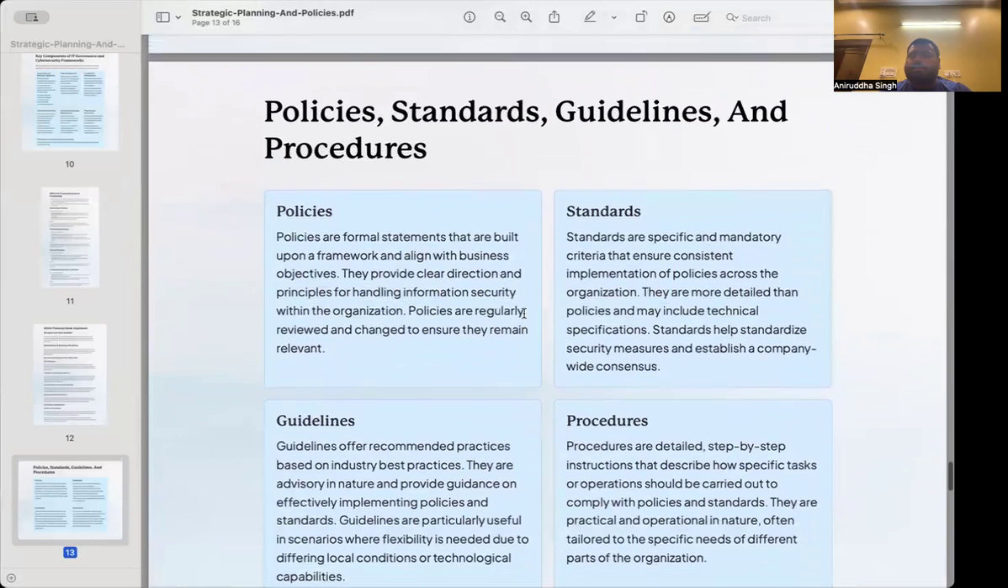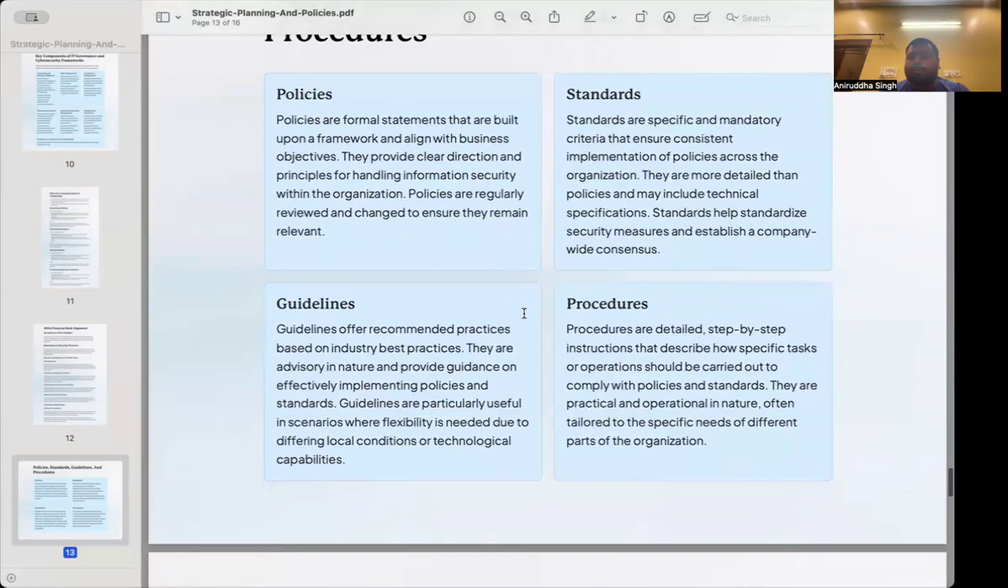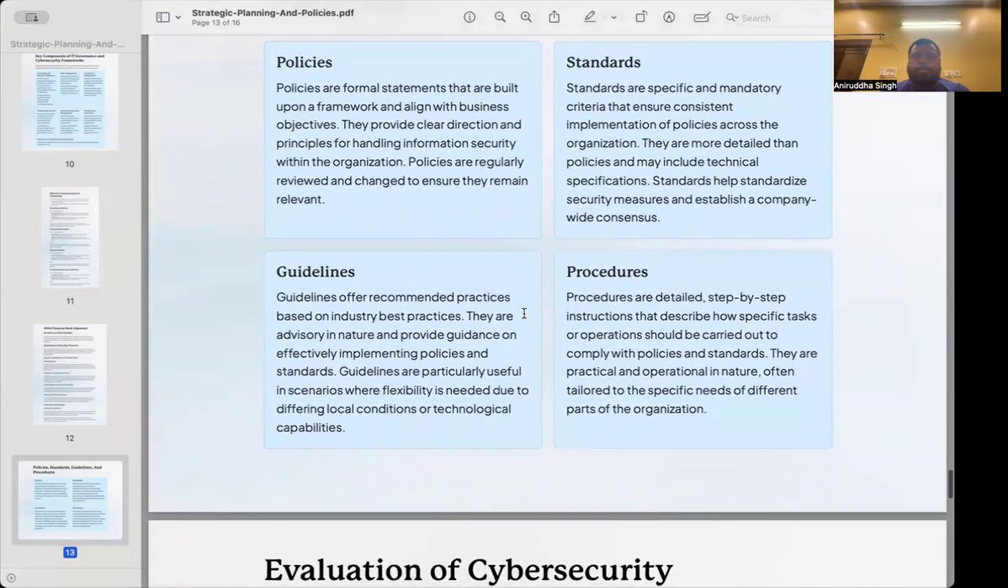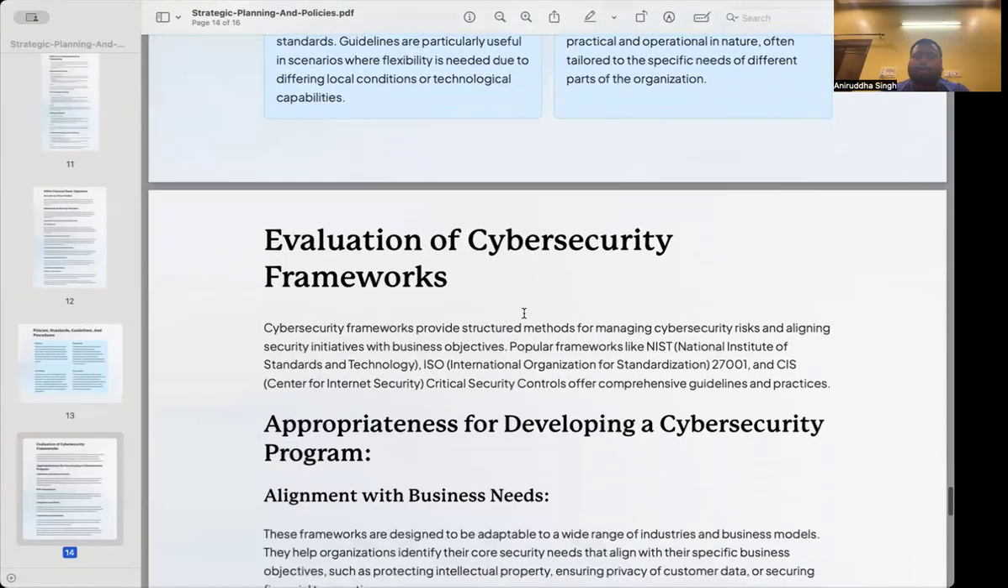Now, let's talk about policies, standards, guidelines, and procedures. What are policies? They are formal statements that are built upon a framework and align with our business objectives. They provide clear direction and principles for handling information security within the organization. Now, coming to standards, they are more detailed than policies and may include technical specifications. What are guidelines? They are advisory in nature and provide guidance on effectively implementing policies and standards. Procedures are practical and operational in nature, often tailored to the specific needs of different parts of the organization.